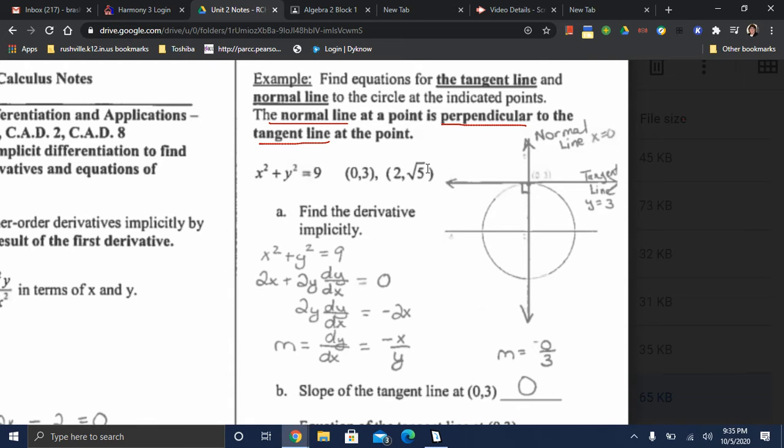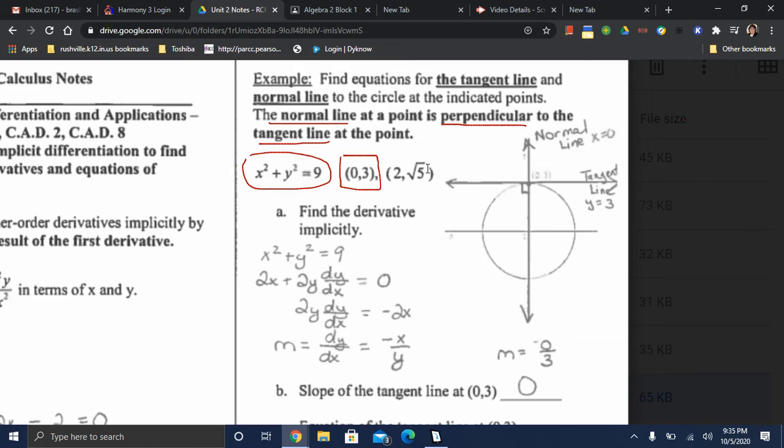Now, I've gone ahead and given you a picture of where we're going to end up, but keep in mind that really all we have to start with is the circle. So we have x squared plus y squared equals 9. And remember, that would be a circle centered at (0, 0) with a radius of 3. We're supposed to find the normal line and the tangent line equations at 2 points. So we're going to first concentrate on the point (0, 3).